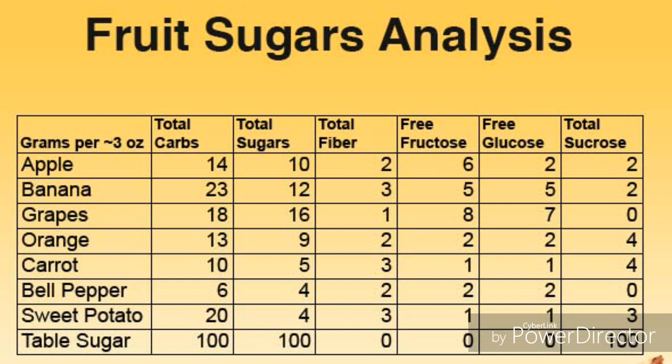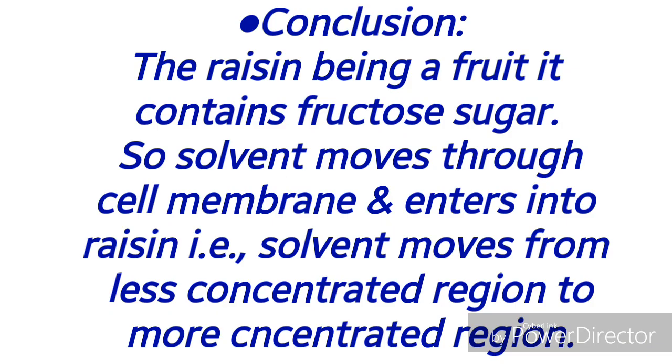In this table, you can observe fruit sugars analysis. Apple, banana, grapes, orange, carrot, bell pepper, sweet potato, table sugar. Students, in this table, the percentage of sugars in grams is mentioned. Free fructose, free glucose, and total amount of sucrose in grams are clearly mentioned.